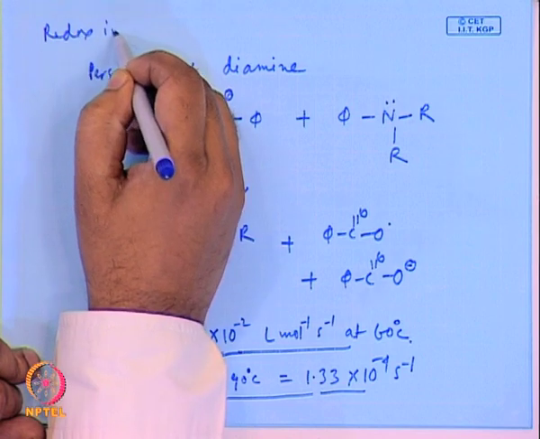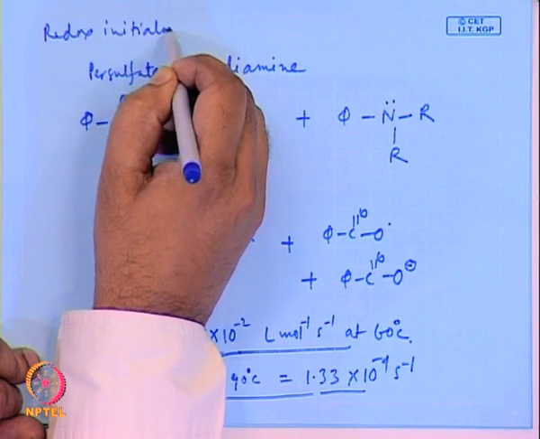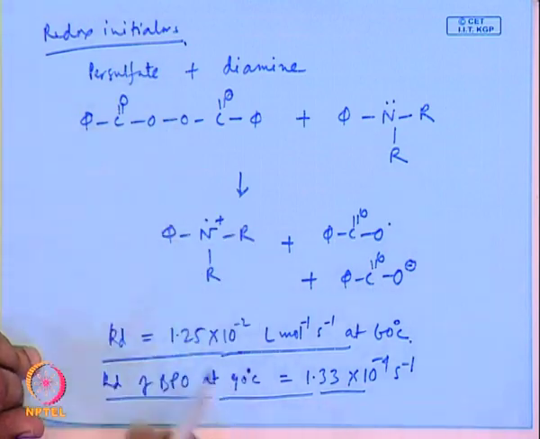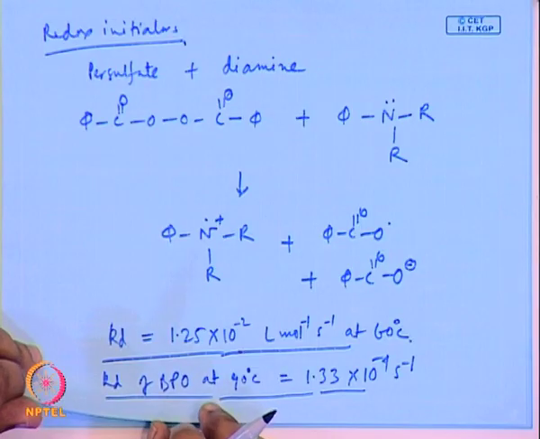So, in the next lecture, we will continue with the other types of initiator, including the remaining examples of redox initiators. We will come back and start in the next lecture from the other examples of redox initiators.